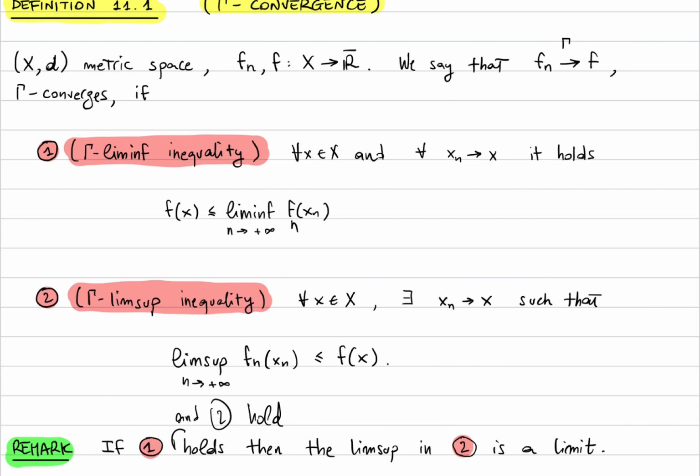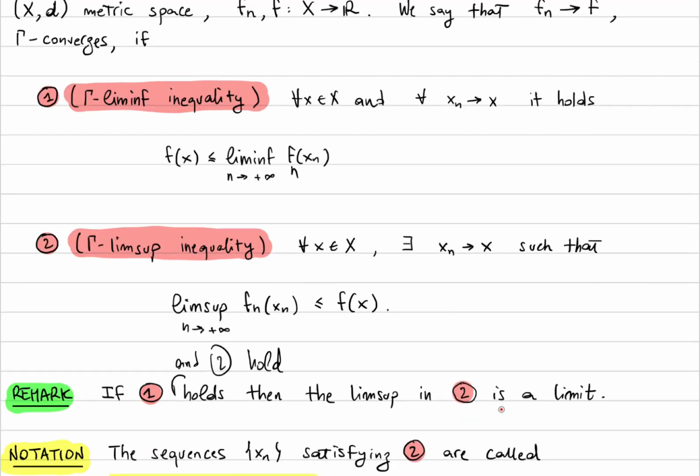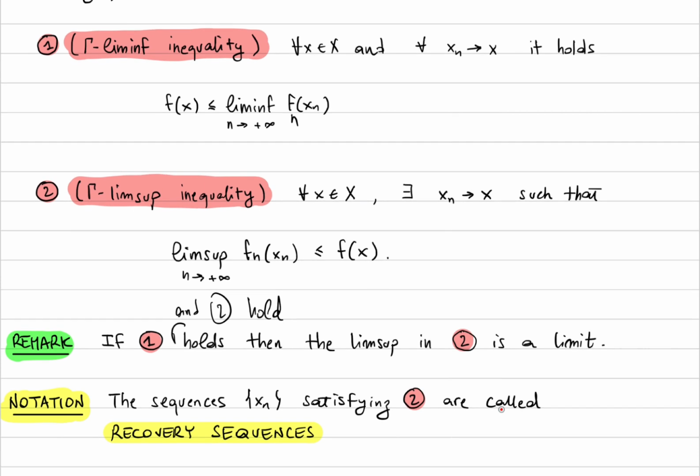So in total, you have this condition: the limit of f_n of x_n equals f of x. Notation: we call the sequences x_n satisfying the lim-sup inequality recovery sequences.